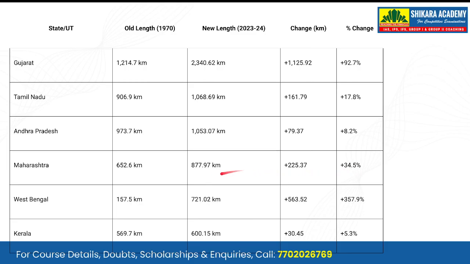But look at West Bengal, man, it was such an increase, approximately 357% increase in West Bengal from 157 kilometers to 721 kilometers, which is 560 kilometers of addition with 357% increase. We might not even have guessed, right? 357% increase. Oh my god. Kerala 516 kilometers, updated is just 600 kilometers, where 30 kilometers is added, just 5%.